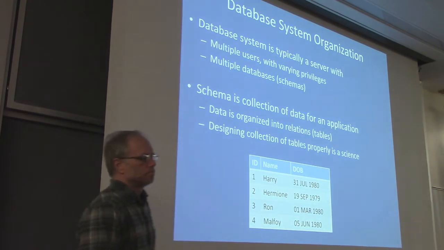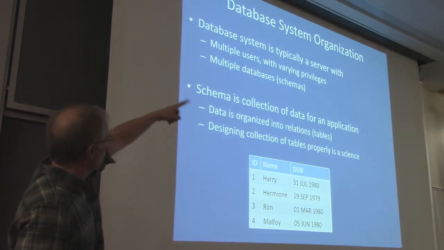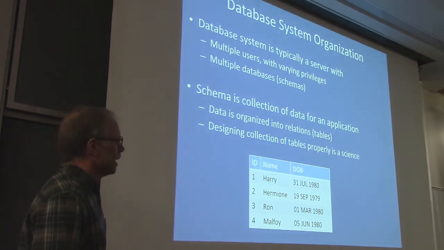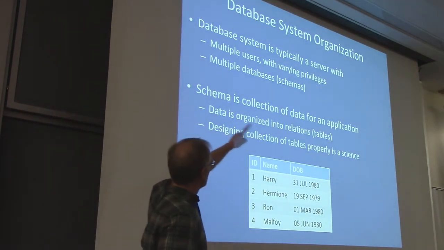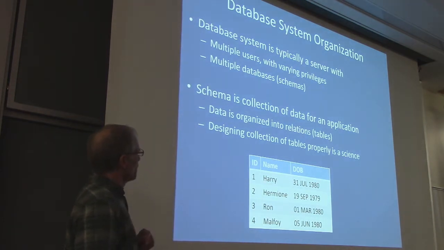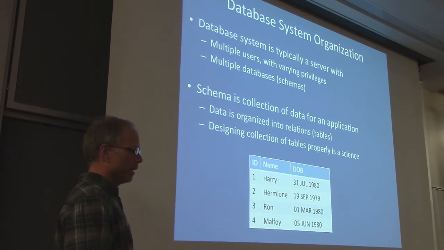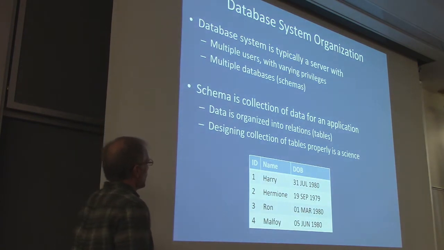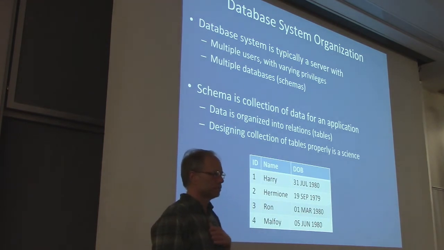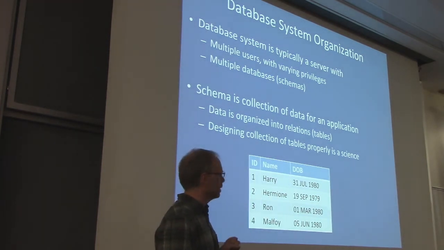Okay, now, like I said, a database system is typically a server that has multiple users and multiple databases. And a synonym for a database is a schema. And a schema is a plan for how you organize the data. In a relational database, all your data is put into tables. So table and relation are synonyms.